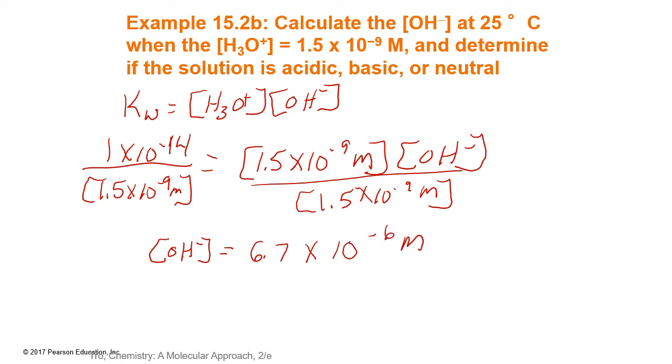Now, if we compare these two concentrations, we have 10 to the -6 and 10 to the -9. The 10 to the -6 is larger, so our OH- is dominant, which means that it is a basic solution. Because this is less than 10 to the minus 7, we already could tell before doing any calculations that it should be basic.